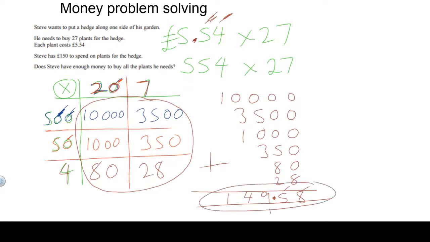That's how much it cost. That's how much it will cost to buy all 27 plants. Steve's got £150. He's got enough to buy all 27 plants.